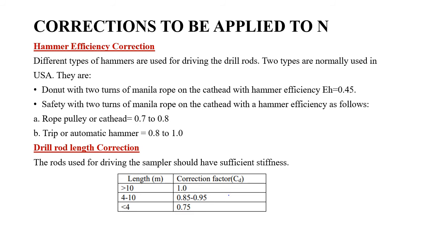From the table, as you can see, if the drill rod length is more than 10, then a correction factor CD of 1 has to be applied. If the drill rod length is in the range of 4 to 10, then this is the correction factor range which you have to apply. And if the drill rod length is less than 4, then you will have to apply a drill rod length correction factor CD of 0.75. So these correction factors will vary with respect to the length of the drill rod used for conducting the test.